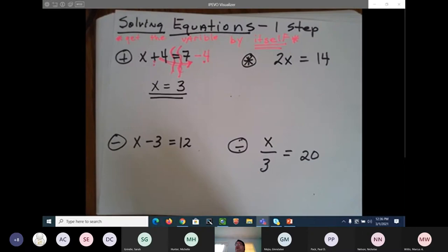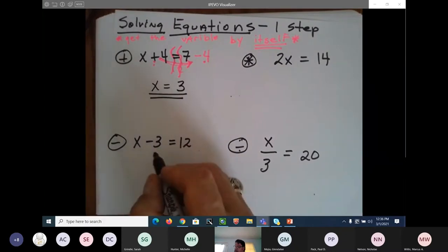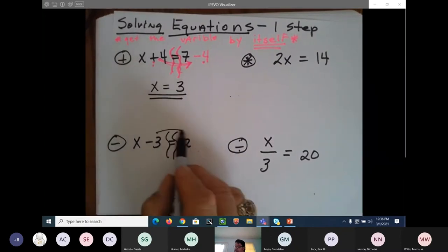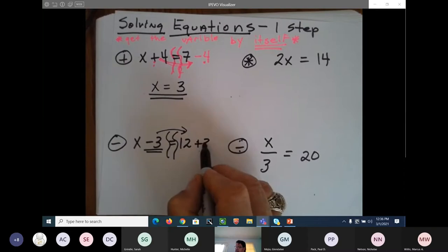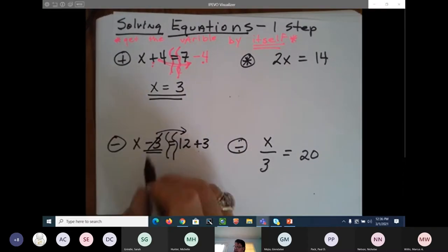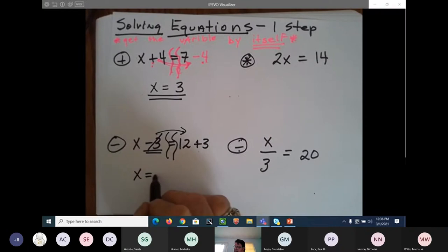Now, most of you should be saying to yourself, oh, I remember how to do this. I did this back in pre-algebra. That's good. And here, we're going to have the river right here and take it across the river. That dead person becomes alive. And that's going to be x is equal to 15.